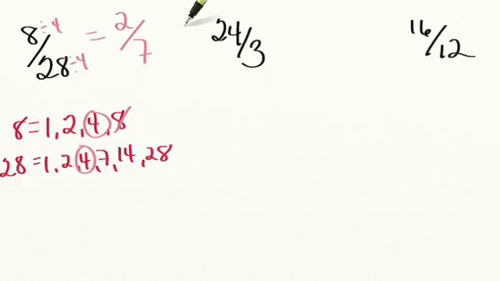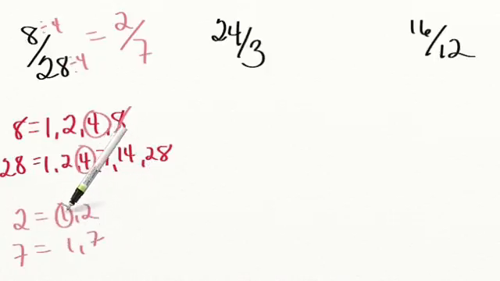So now we move on to step number 3. We have to check our work and make sure that the greatest common factor for 2 and 7 is going to be 1. So let's see, we have 2 and we have 7. 2 and 7 are both prime numbers, which means you can only multiply them by 1 and themselves. That means that the greatest common factor for 2 and 7 is 1. So that means we successfully found the simplest form of 8/28, 2/7.